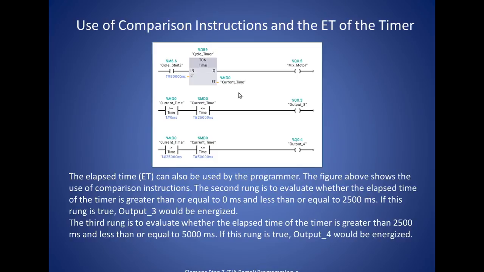So the operation of this program is that whenever this input is true, the timer starts and elapsed time begins to count up. And as long as that elapsed time is less than 2.5 seconds, output 3 is going to be true. Once 2.5 seconds have gone by, then as long as 5 seconds have not gone by, output 3 will be off and output 4 will be true. And once 5 seconds have gone by, the mix motor will come on.